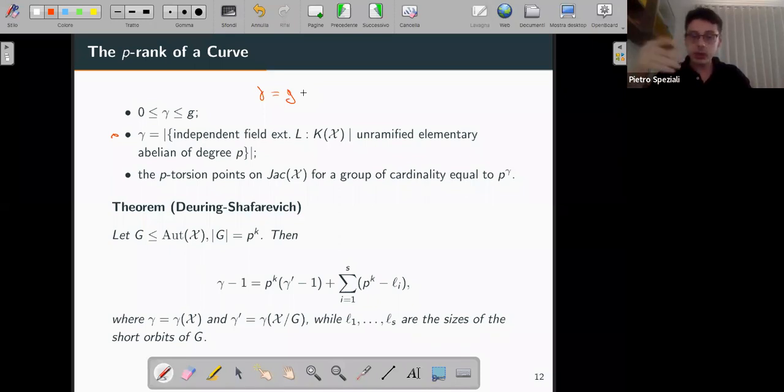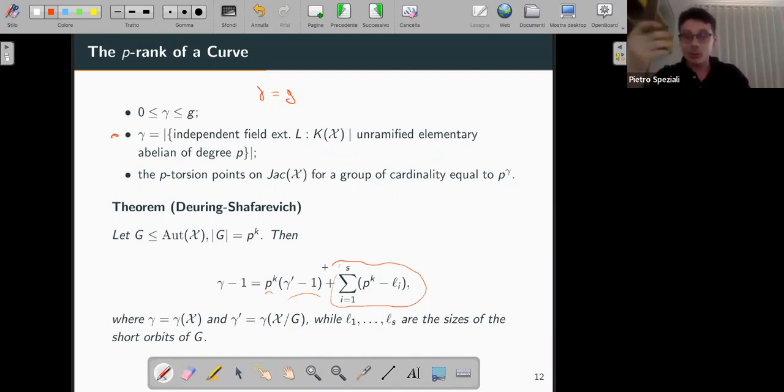And so we have this formula, which is the celebrated Deuring-Shafarevich formula, which relates the p-rank of two curves when one is a p^k covering of the other. So we have a p-subgroup of automorphisms of a curve X, and then gamma minus 1 is equal to p^k, the degree of the covering, times gamma bar minus 1, plus this term, which is the contribution to the difference we would expect in characteristic 0. So we have the size of the short orbits. This is actually pretty useful to compute the p-rank when you have p-groups.